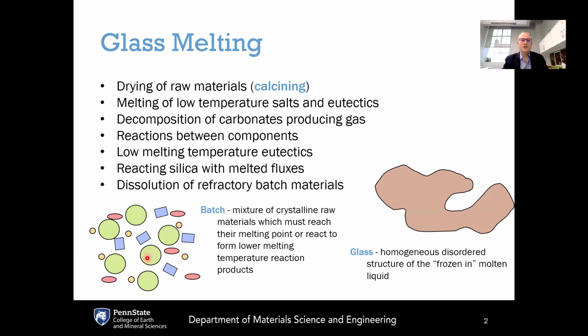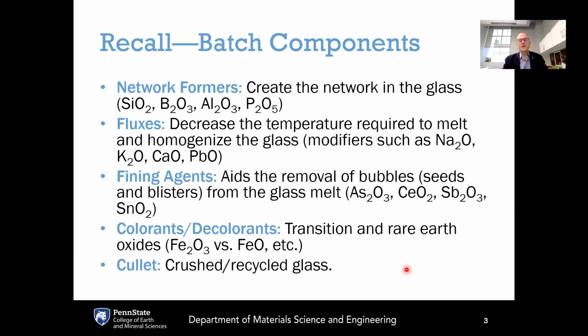glass. So the batch is a mixture of different crystalline raw materials as well as cullet, which is recycled glass. And this batch mixture must reach its melting point in order to react to form lower melting temperature reaction products and ultimately end up with a nice homogeneous glass that has the disordered structure of the frozen-in molten liquid. That is the goal. How do we get there? First thing we need to do is to select appropriate batch materials.